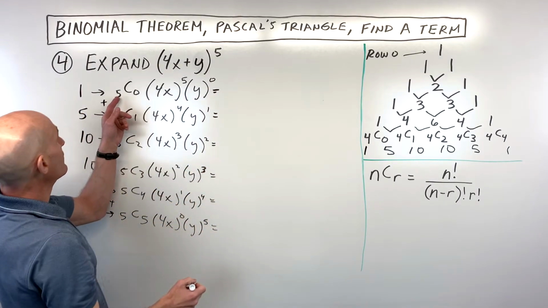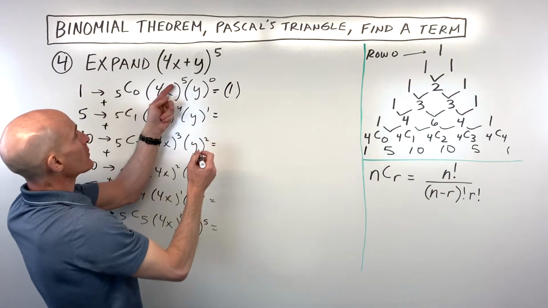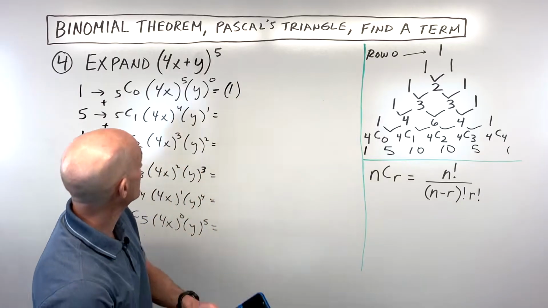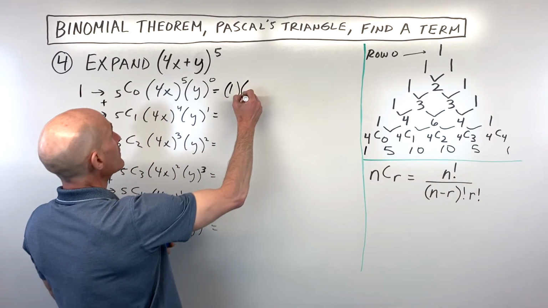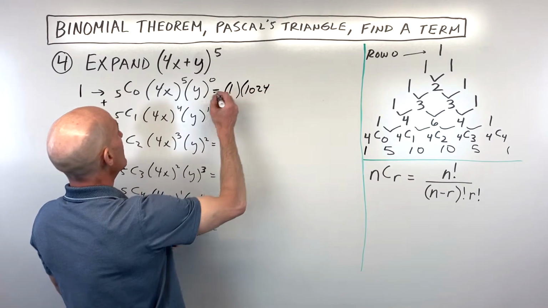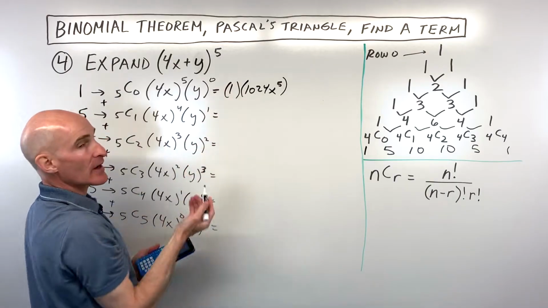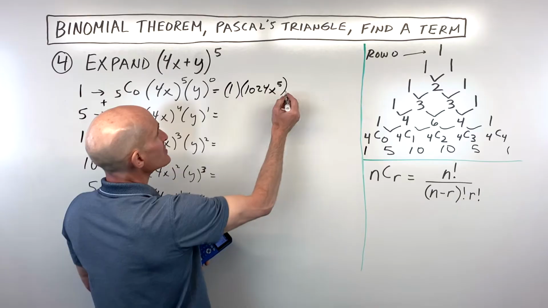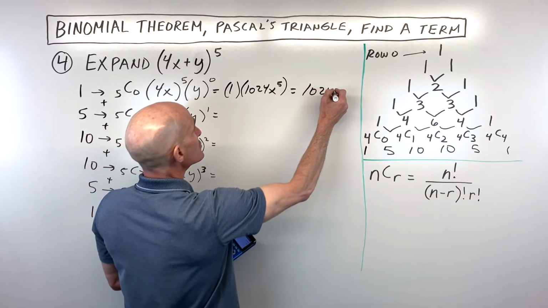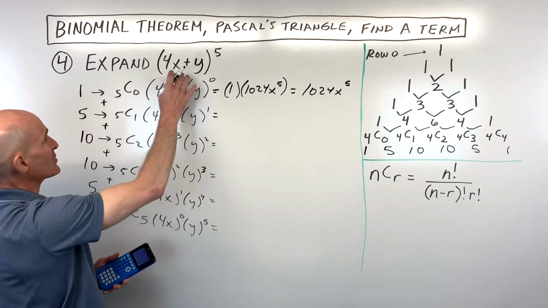It looks like we're getting 5C0, which is 1. 4 to the fifth power, I have to go to the calculator on that one. It's 1024. x to the fifth. And then y to the 0, anything to the 0 power is 1. So 1 times 1 is 1. So this is just coming out to 1024 x to the fifth. That's our first term in this expansion.